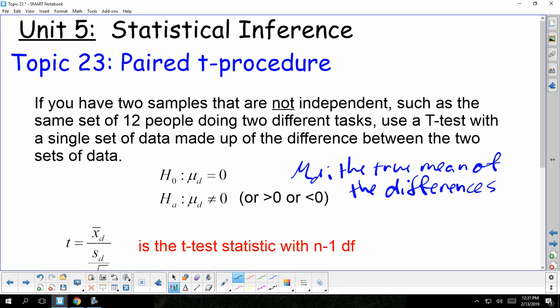All right, so topic 23, another two-sample procedure, but this is for dependent samples. It's called a matched pairs t procedure, or just a paired t procedure.